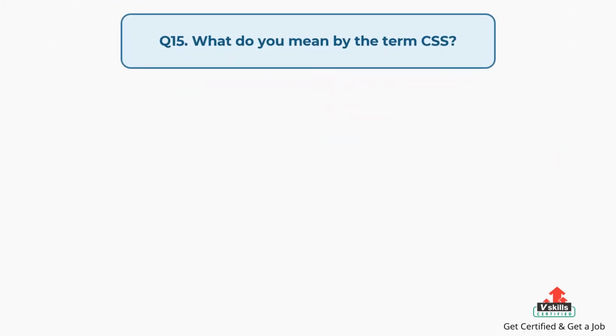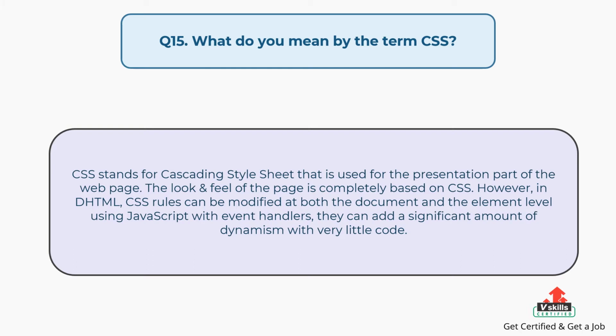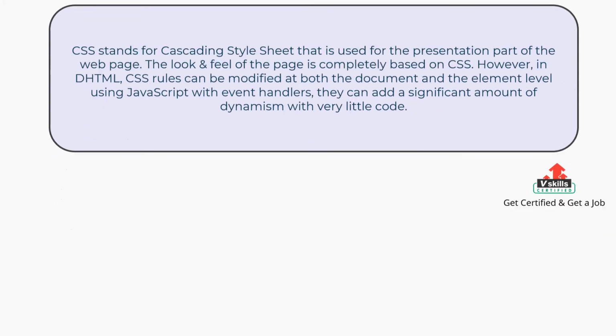Question number 15. What do you mean by the term CSS? The answer is, CSS stands for Cascading Style Sheet that is used for the presentation part of the web page. The look and feel of the page is completely based on CSS. However, in DHTML, CSS rules can be modified at both the document and the element level using JavaScript with event handlers. They can add a significant amount of dynamism with very little code.